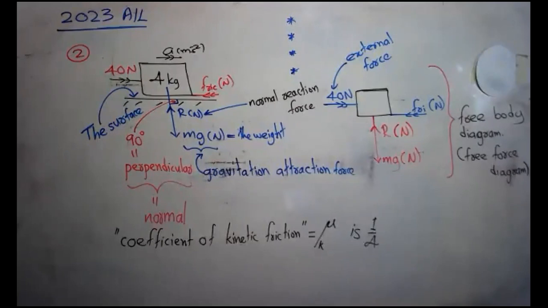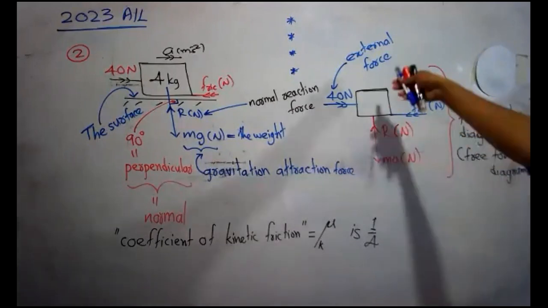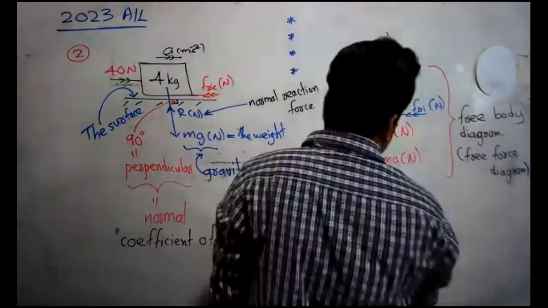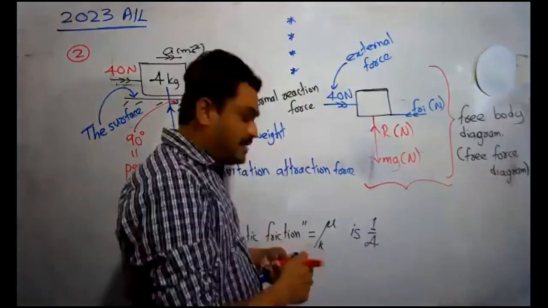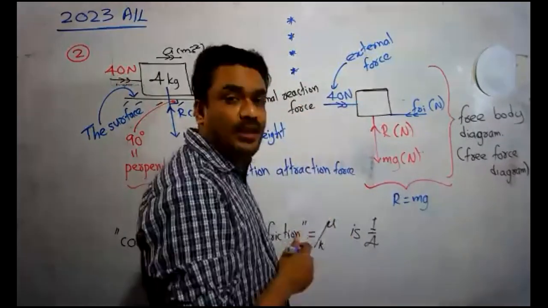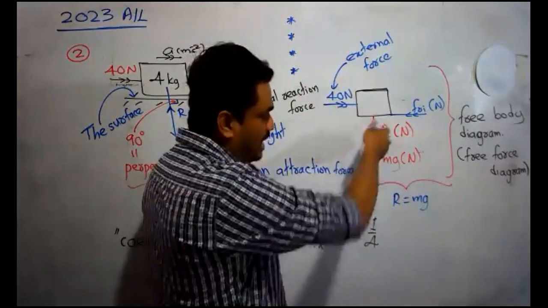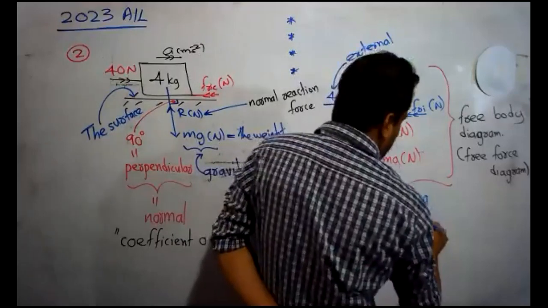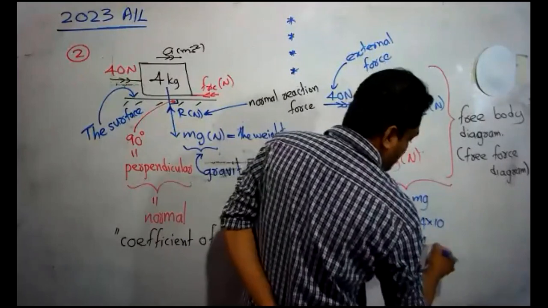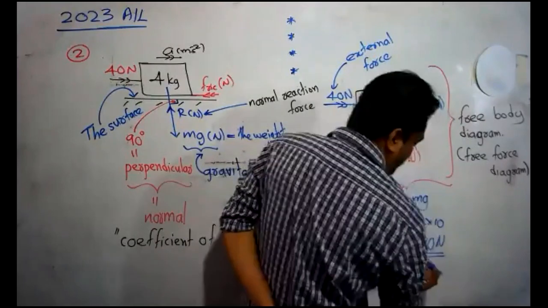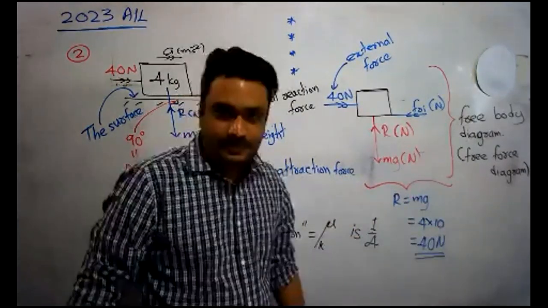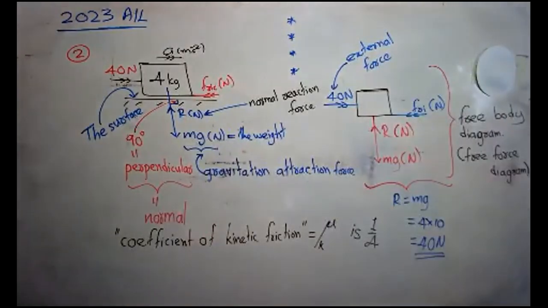Right now, as there is no vertical motion, as the object is not moving up and not moving downward, I can use another curly bracket like this and write R equals mg. As the object is not moving upward or downward, R and mg forces should be equal. M is given as 4 kilogram. Value of g is 10. Therefore, R is 40 Newton. So we have found the normal reaction force as 40 Newton. Clear? Continue. Complete the note.